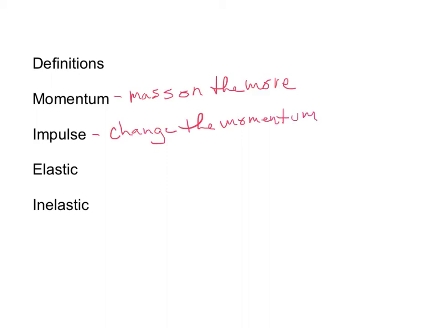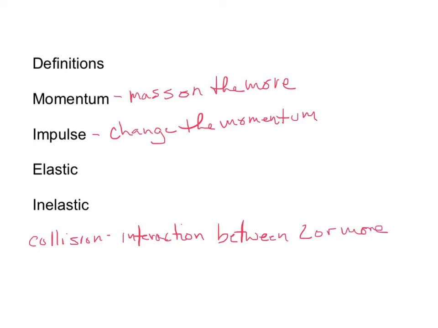When objects are moving and have momentum, if they interact with each other, it is called a collision. So a collision is an interaction between two or more particles. This could be a truck hitting another truck. This could be a ball in a hand. This could be something striking the floor. But an interaction between two or more objects. When this occurs, it happens in two ways. It is either elastic or inelastic.